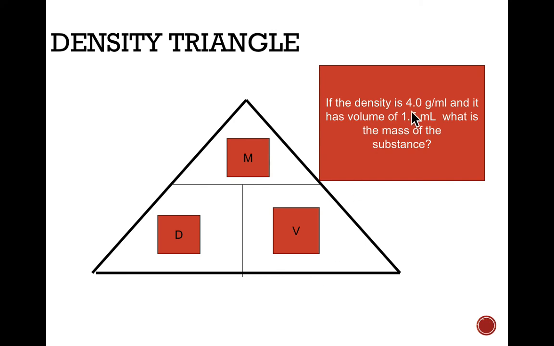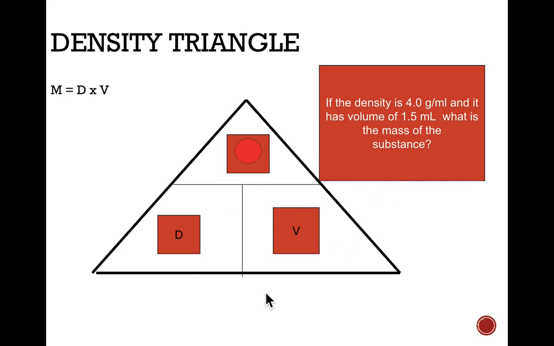If density is 4 grams per milliliter and it has a volume of 1.5 milliliters, what is the mass of the substance? Okay, so this time we're going to solve for mass. So again, we'll cover mass, and that shows us that density times volume is going to give us mass. So you're going to do a multiplication.